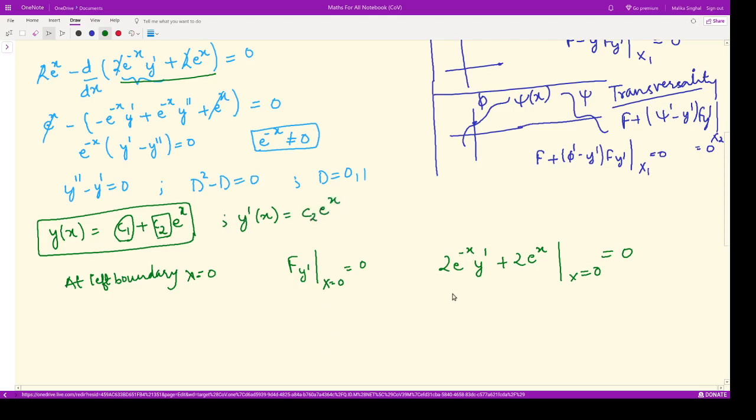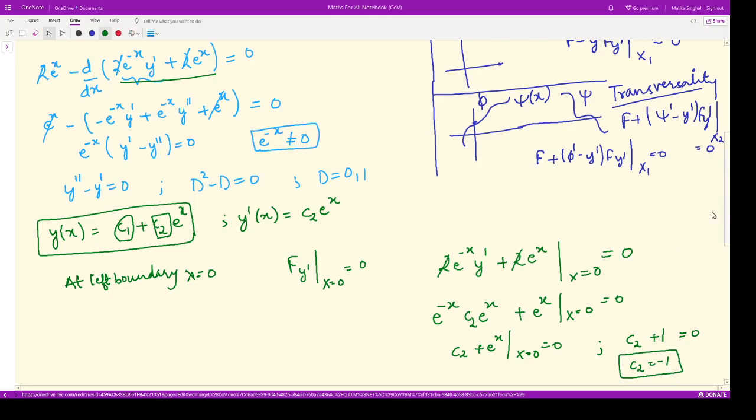So let us substitute the values. We can take 2 common. So it would be e to the power minus x. Y dash is c2 e to the power x plus e to the power x at the point x is equal to 0 is 0. Right? So here you get c2 plus e to the power x at the point x is equal to 0, and when you substitute it here, you get c2 plus 1 is equal to 0. So c2 is equal to minus 1. So we obtain one constant from here.